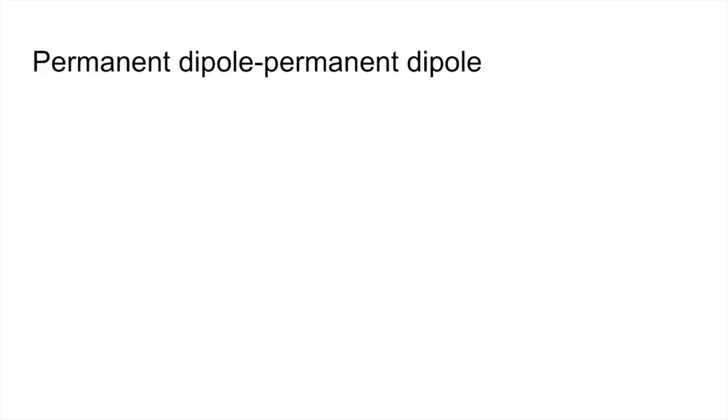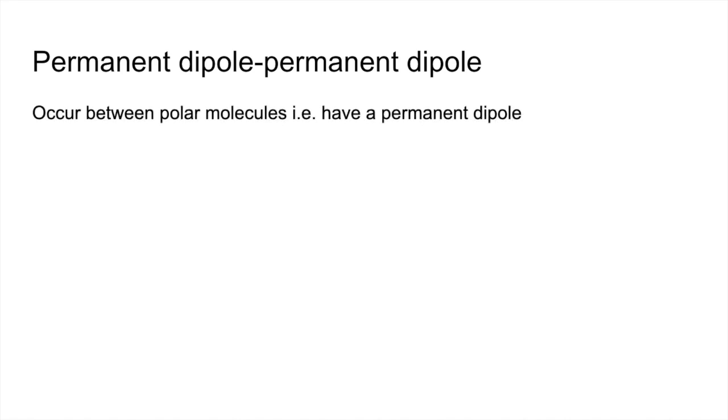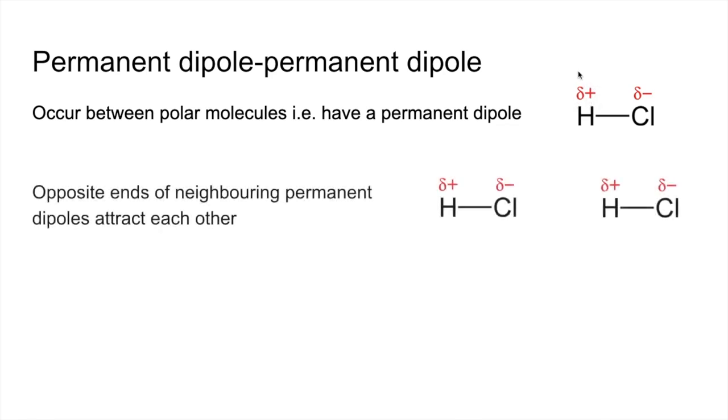Moving on to permanent dipole. So these occur between polar molecules, in other words, molecules that have a permanent dipole. So an example of that would be HCl, hydrogen chloride. So we've got a permanent dipole in the molecule because chlorine is slightly more electronegative than hydrogen, and so therefore this chlorine would be slightly negative and the hydrogen would be slightly positive. So if you bring in a neighbouring molecule, there's obviously going to be an attraction between these two dipoles, and that's the intermolecular force.